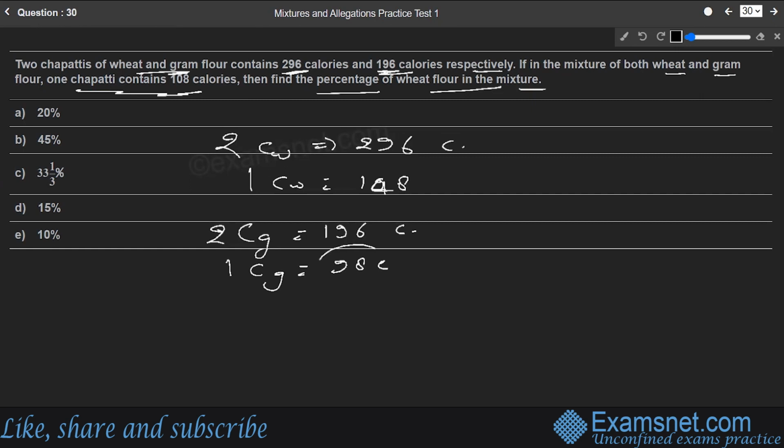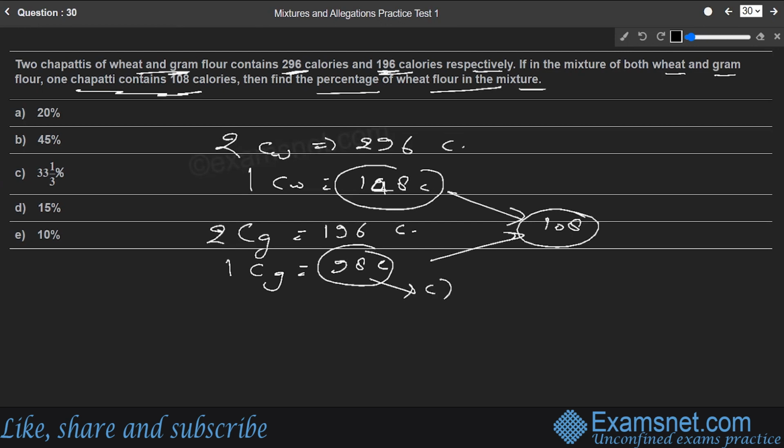Now, the 98 calorie flour has been mixed with the 148 calorie flour to give the resultant mean calorie value of 108 for one chapati. So the 98 calorie case can be treated as the cheaper one, 148 can be treated as the dearer one, and the mean price can be treated as 108. So we can go to our allegation method, which is cheaper, dearer, mean, and the ratio should be D minus M, as explained in the earlier questions also, and M minus C.